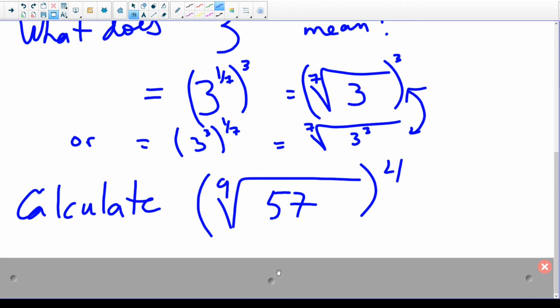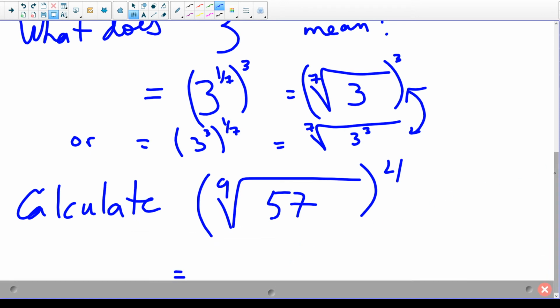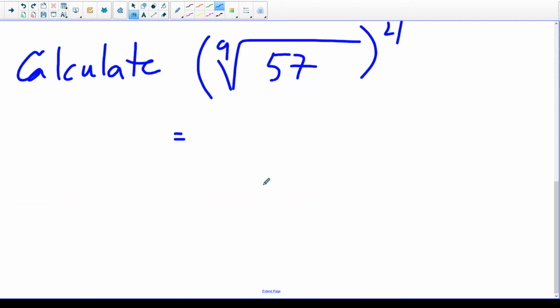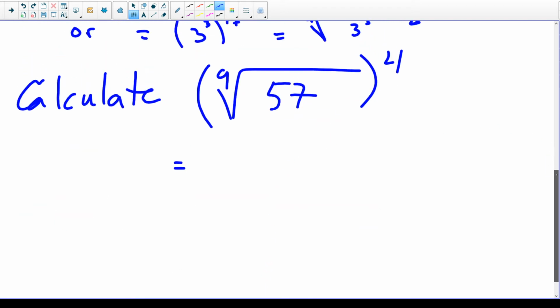So if I asked you to calculate this, how would you do it? Let me get rid of this window here. So, does your calculator have a 9th root button? Or does it have an X root button, right?